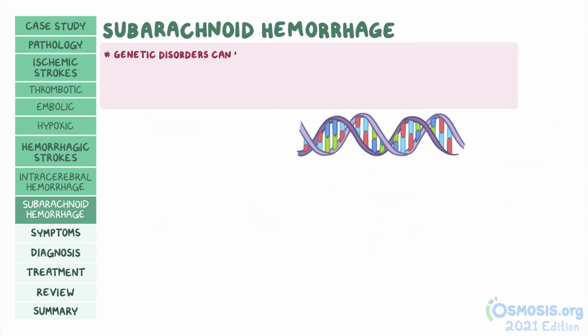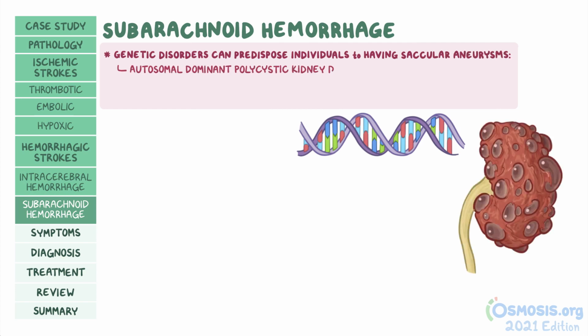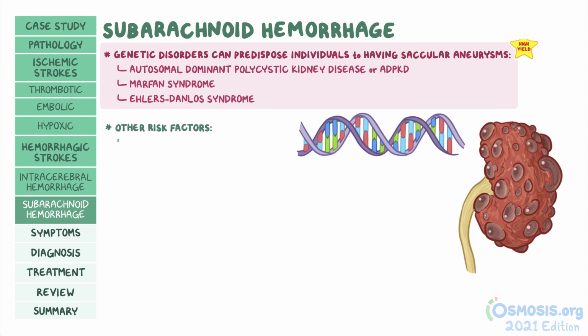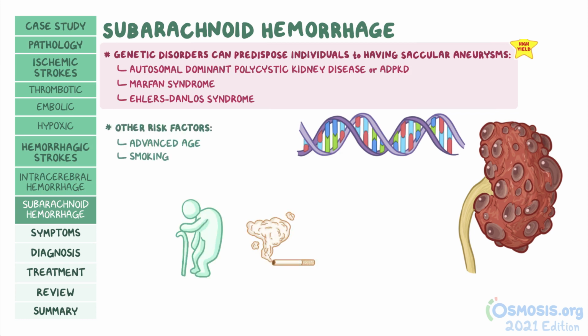Some genetic disorders can predispose individuals to having saccular aneurysms, such as autosomal dominant polycystic kidney disease, or ADPKD, Marfan syndrome, and Ehlers-Danlos syndrome, and that's a fact that gets frequently tested on the exams. Other risk factors include advanced age, smoking, and being of African descent.